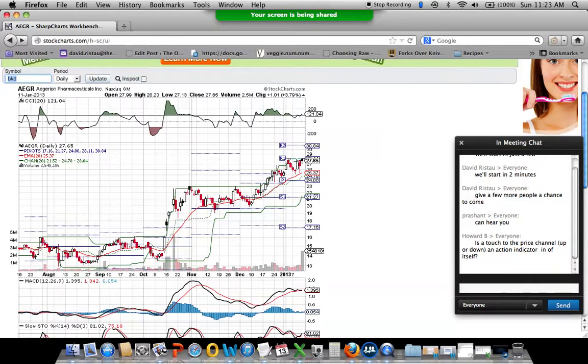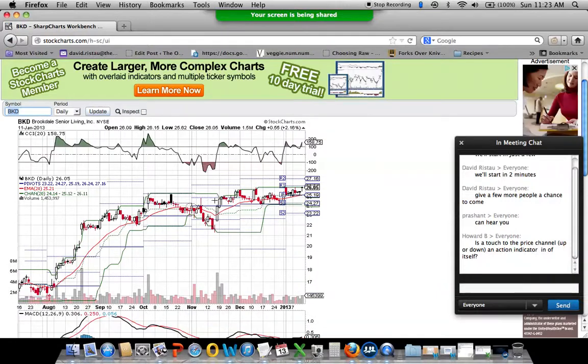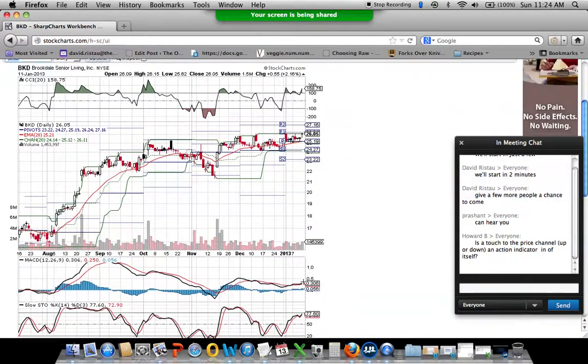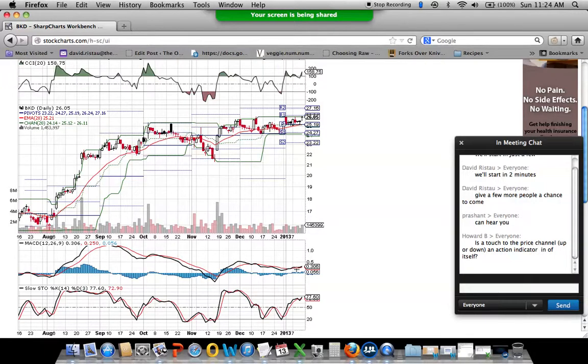So with this one, you've seen a really long-term channel that's been developed since October, basically. Besides this little test right here, it's been between 24 and 26 for a very long time. So we see CCI building, breaking above 100. MACD building, it's still pretty tight, but you can see that black line's crossed over the red line, showing a little bit of movement. And then the slow stochastics at the same time are building as well.